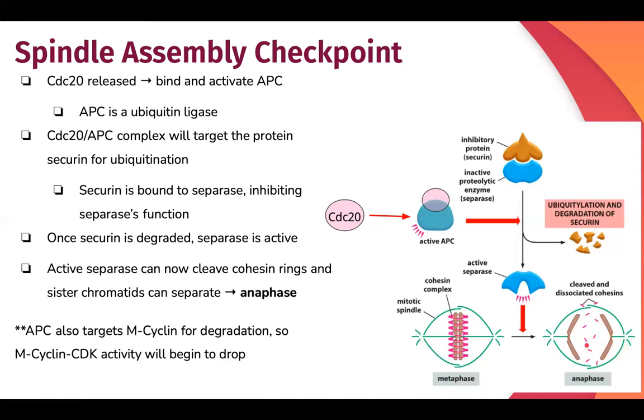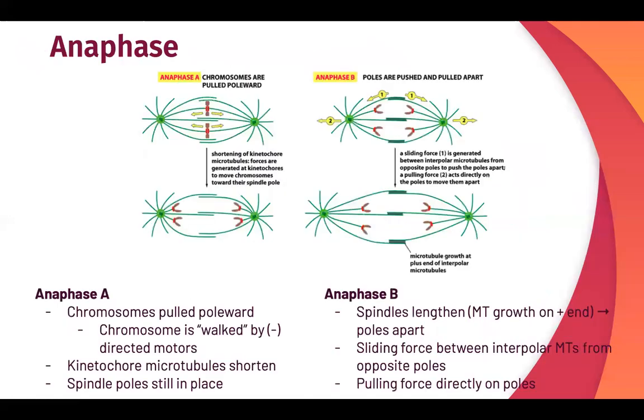Any questions about that? Okay. Just a little side note, because we're nearing the end of the cell cycle, APC also targets M cyclin for degradation. So this is when the levels of your M cyclin CDK start to drop again because you're nearing the end of the cell cycle where your CDK levels are low. So that's all happening at the same time.